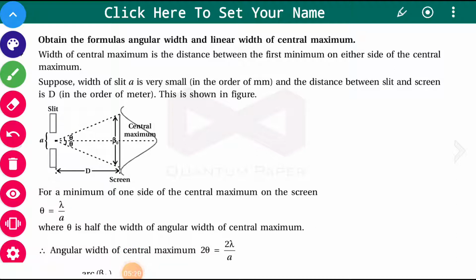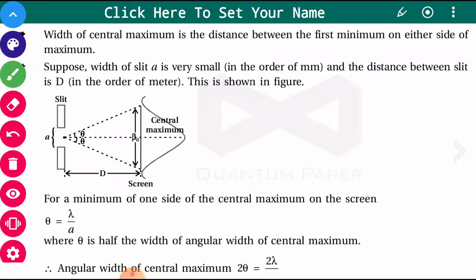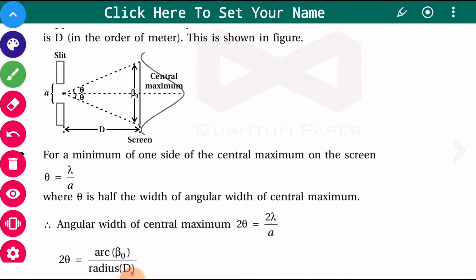Now we will obtain the formula for angular width and linear width of central maxima. Now see, this is the figure in which the central maxima is spread on both sides of this central line. The angle on both sides is made, that is theta here and theta on the other side, with the width beta 0. Suppose the width of the slit is a, and that is very small, in the order of millimeter, and the distance between the slit and the screen is capital D, which is of the order of meter. This is shown in this figure.